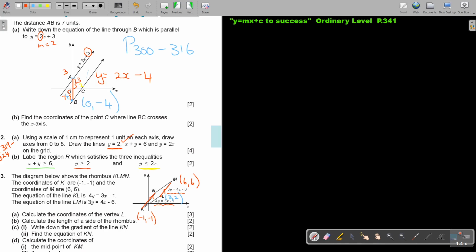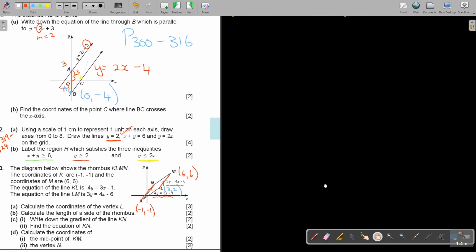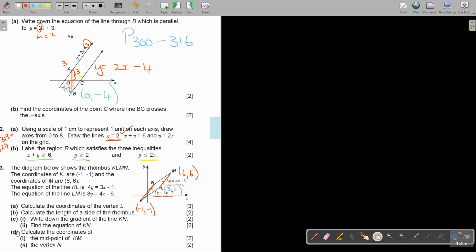Okay, so if I look at the next one, we are finished there. We are just at number D, and that's number 3D. Calculate the coordinates of the midpoint. Can you still remember how I said midpoint?